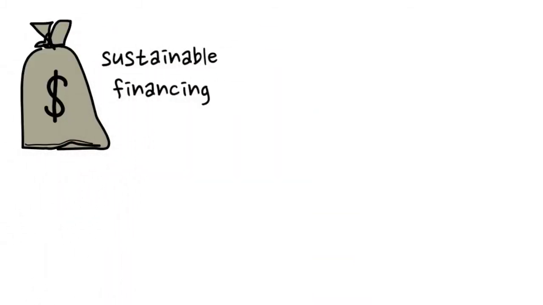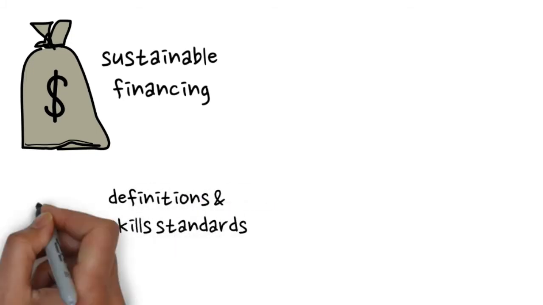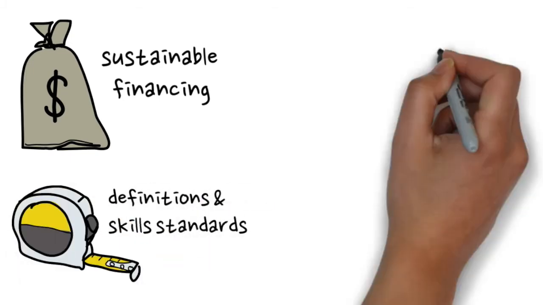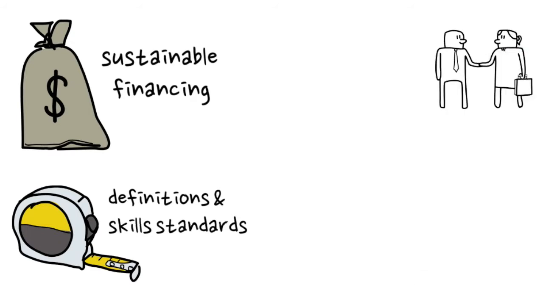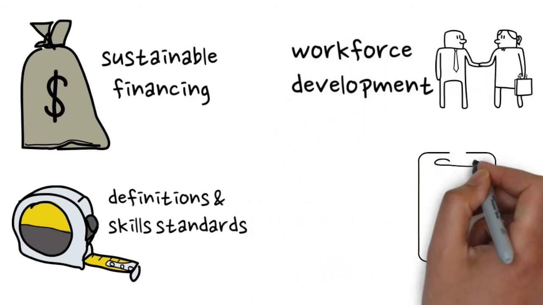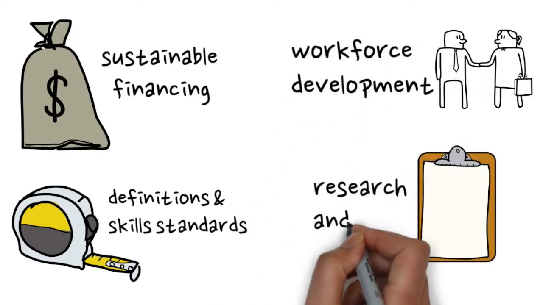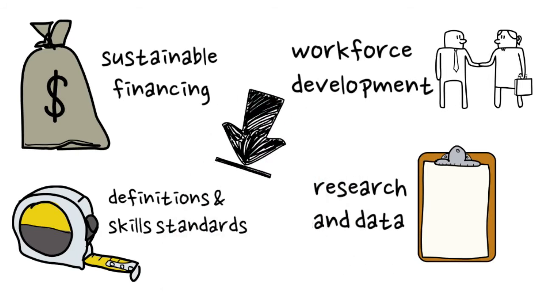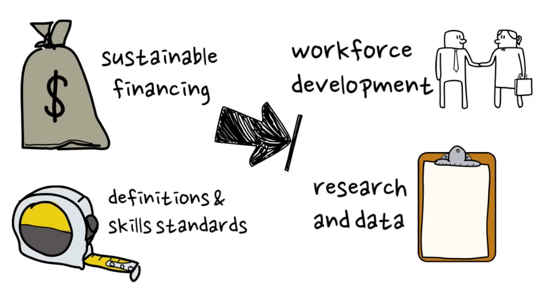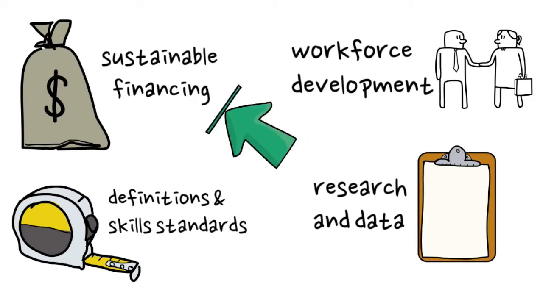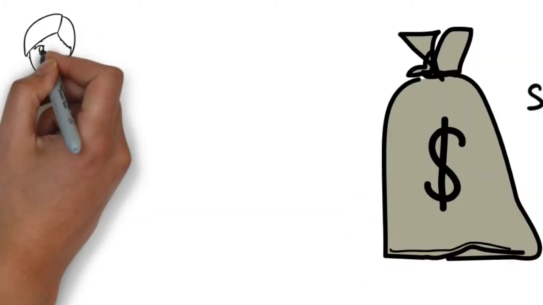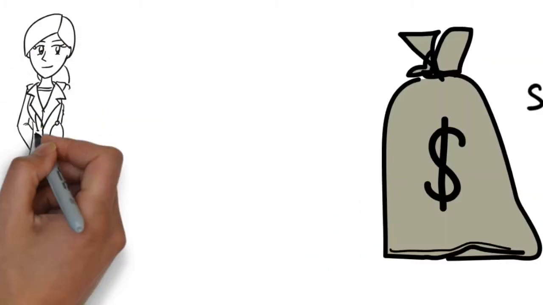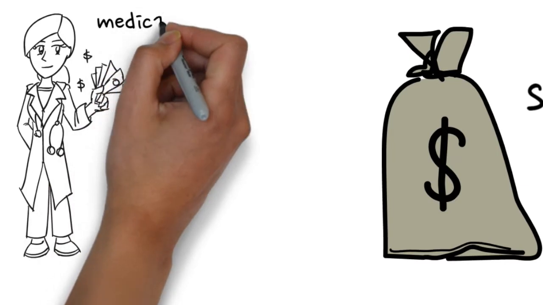The four areas of policy, again, are sustainable financing, definitions and skills standards, workforce development, and research and data. So what area of public policy would you start with? It seems that most people hone right in on sustainable financing. For example, how can we get Medicaid or Medicare to pay for CHWs? Let's say that we start there. What's needed to move forward on that?